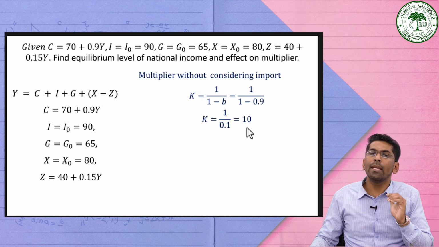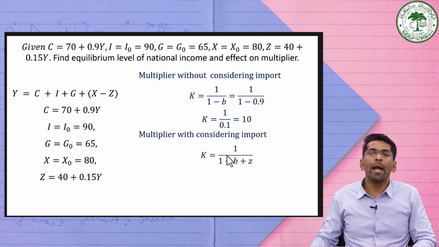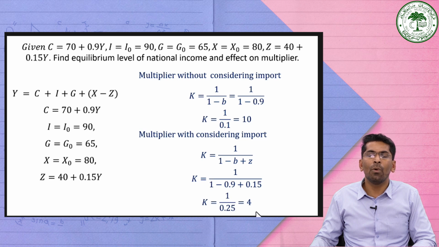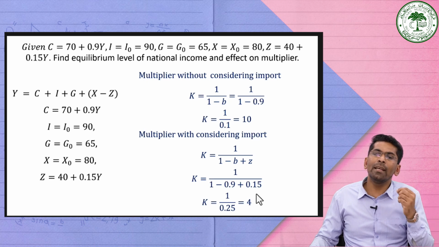Now we are going to consider the import, which is the function of level of income. Then the multiplier is equal to 1 by (1 - b + z). So it will become 1 by, b is equal to 0.9 and z is equal to 0.15. So I am substituting here, and if you go for simplifying it, it is 1 by 0.25, which is equal to 4. Now let us compare the size of multiplier. See here, size of multiplier was 10 before the import. Then after considering the import, our size of multiplier is decreased to 4.